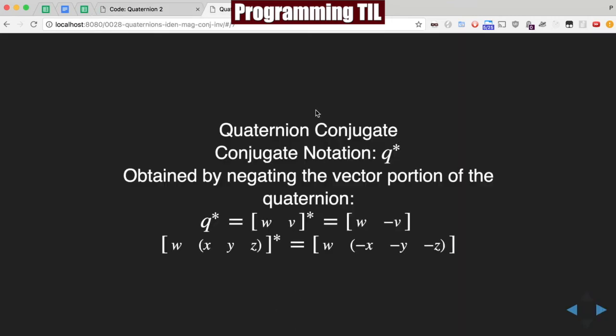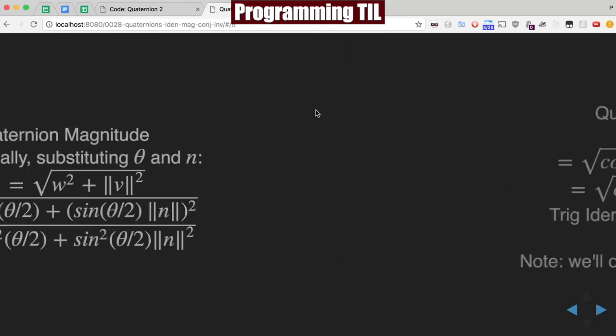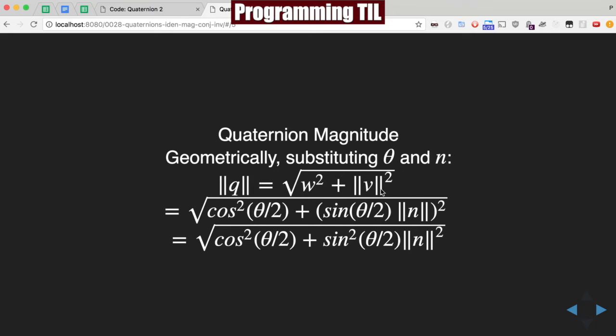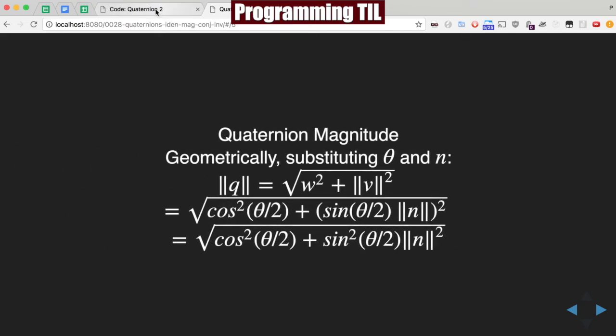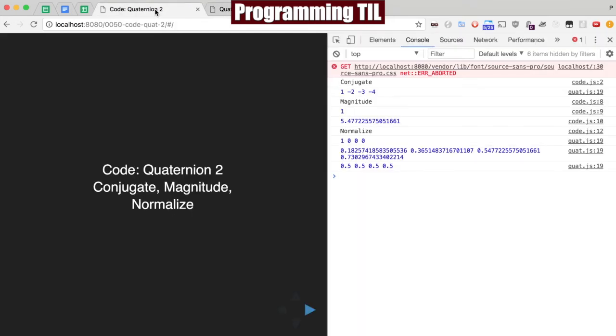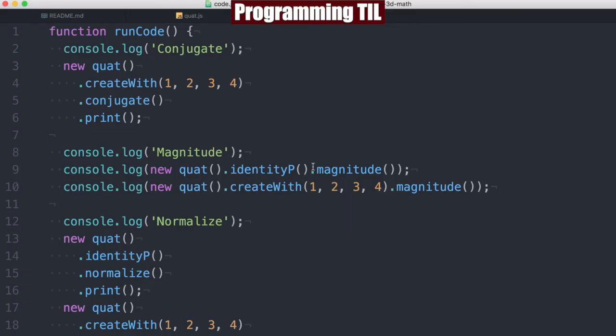With the magnitude, you can look at the formula for that, which is just the vector portion's magnitude plus the w squared and square root of all of that. We're not doing anything here talking about unit length, which would be just a magnitude of 1, but we're going to actually have the actual calculation in our code here. And so jumping back to that, you can see that if we have an identity, of course, the magnitude won't be 1, and if we're going to take the magnitude of this quaternion right here, that's this output right here.